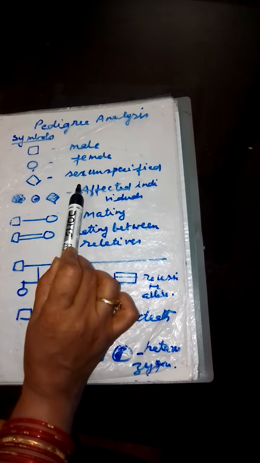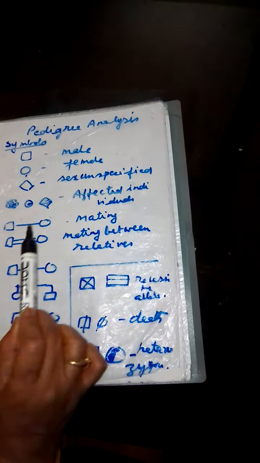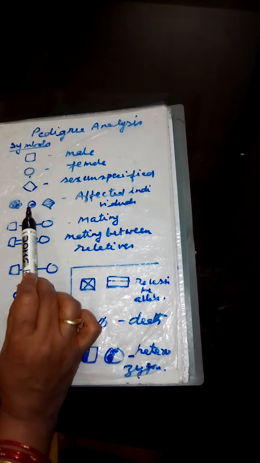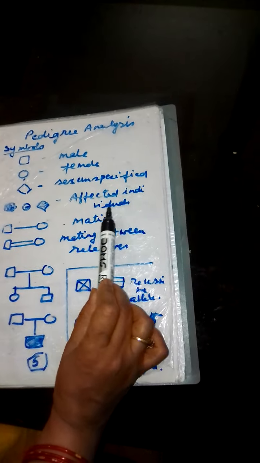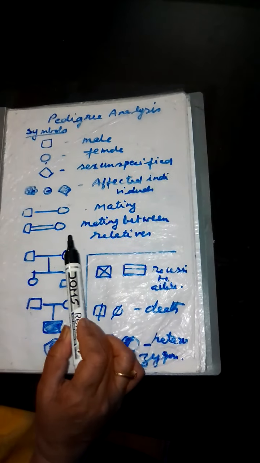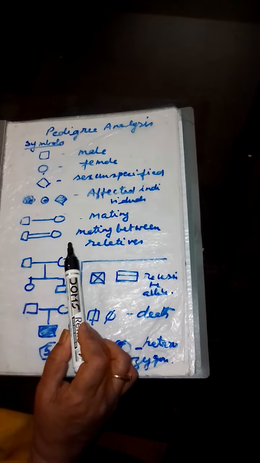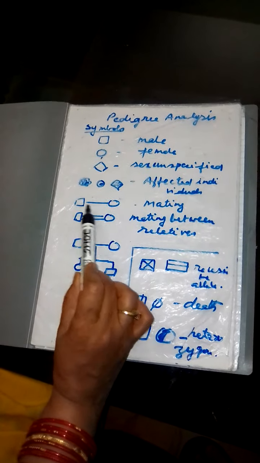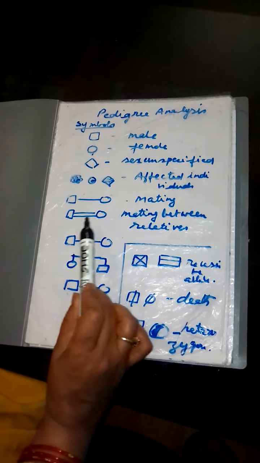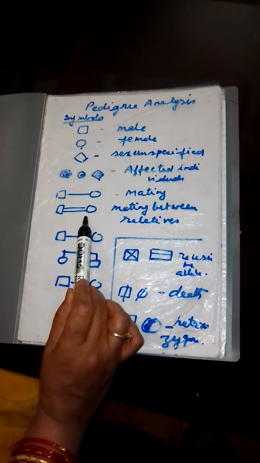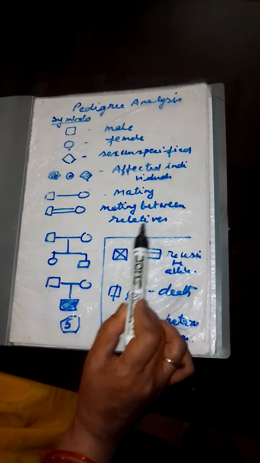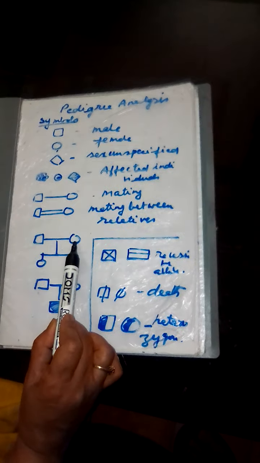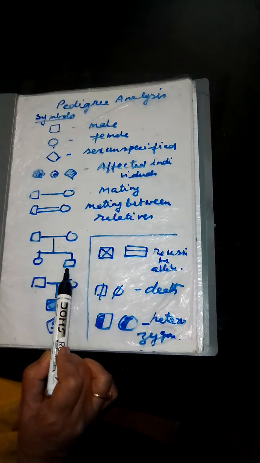This symbol represents sex unspecified, and if the square or circle is shaded, it represents that the individual is affected, meaning it is suffering from the disease whose inheritance we are studying. A single line between male and female represents mating, and a double line represents mating between relatives. If we write like this, this represents parents and this represents offspring.